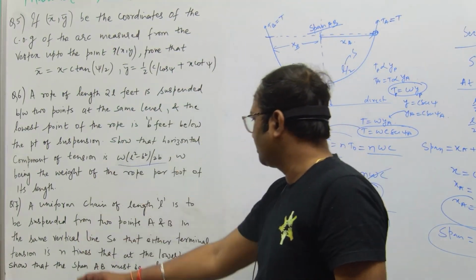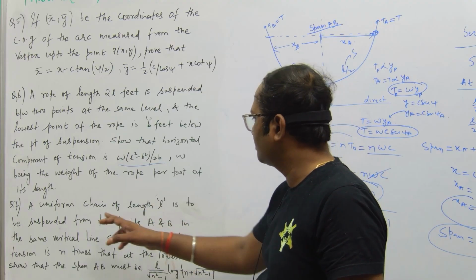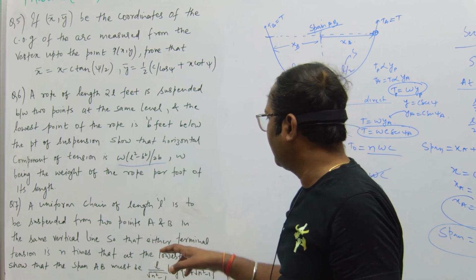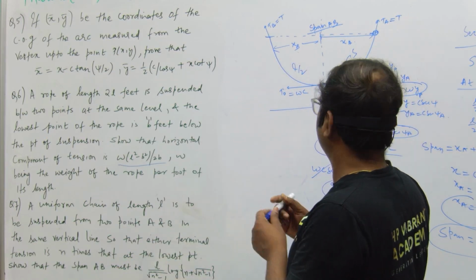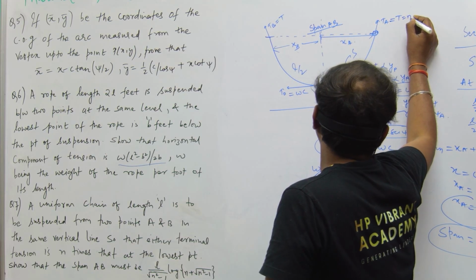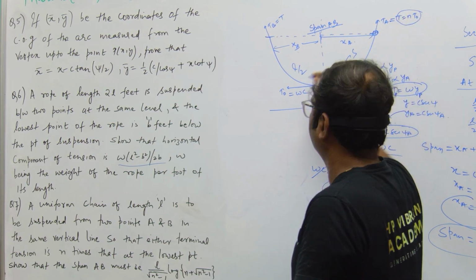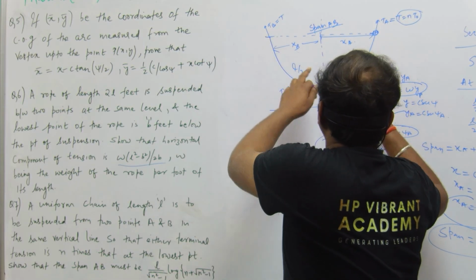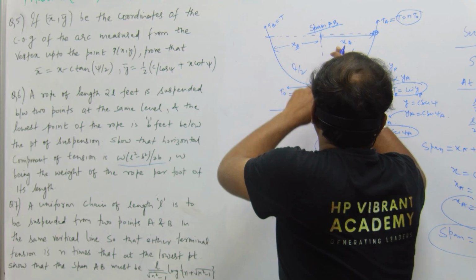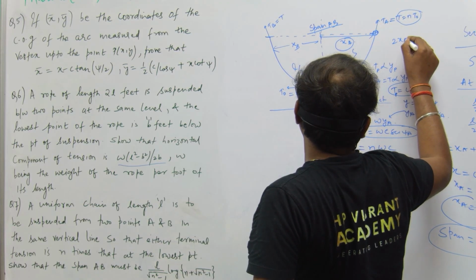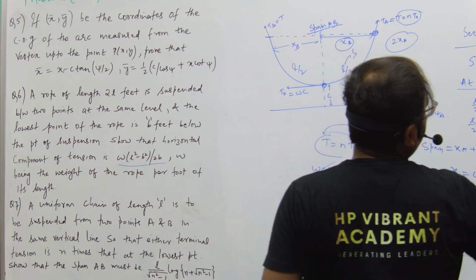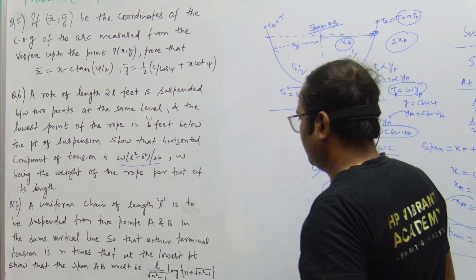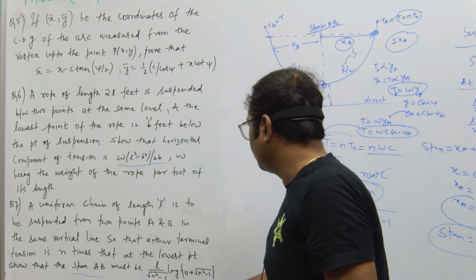What is given in the question? A uniform chain of length L is suspended from 2 points A and B in the same horizontal line. Show that either terminal tension is n times T naught, that is tension at the lowest point. Show that the span AB, so this span we have to find. Half of the span is XA, so the whole span will be 2 times XA. We have used the formula x is equal to c log of sec psi plus tan psi, and we have shown that the span AB is equal to this particular expression.